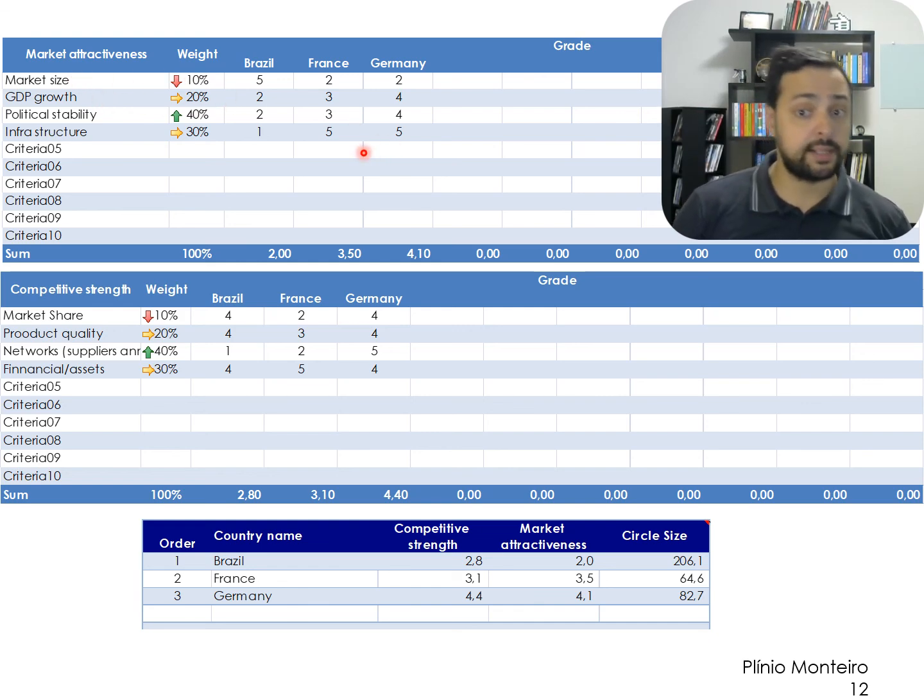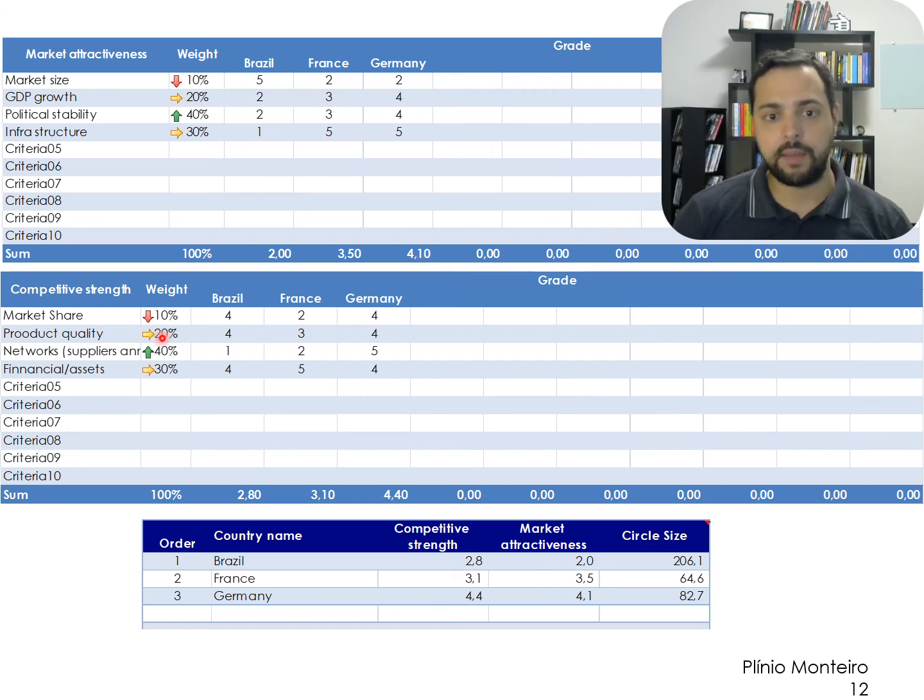And for this business that I'm analyzing, I will give an assessment of the market attractiveness of each country in these dimensions. For instance, 5 for market size in Brazil, 2 for France, and 2 for Germany, and so on. If I multiply all these weights by the assessments and sum up all the results, I'm going to have the market attractiveness index of Brazil will be 2, and for France will be 3.5, and for Germany will be 4.10.